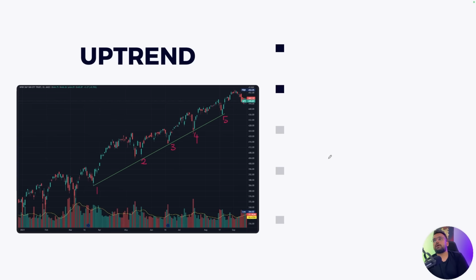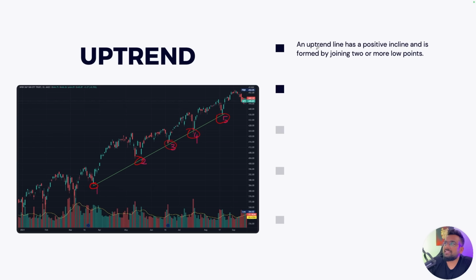I'll show you an example. Look at this uptrend line. Every time it's touching right here, what happened? It's bouncing off. An uptrend line has a positive incline and is formed by joining two or more low points. The first point and second point will help you draw the line, but the third touch helps you confirm that this is there. So the fourth and fifth one you can trade pretty much.